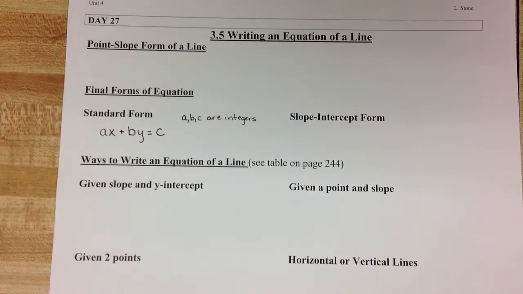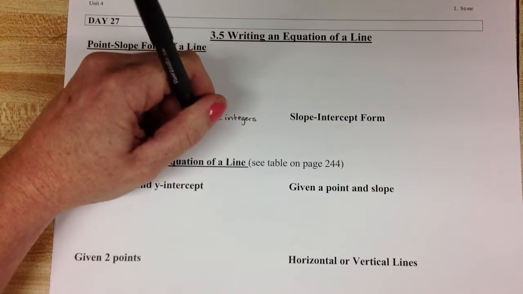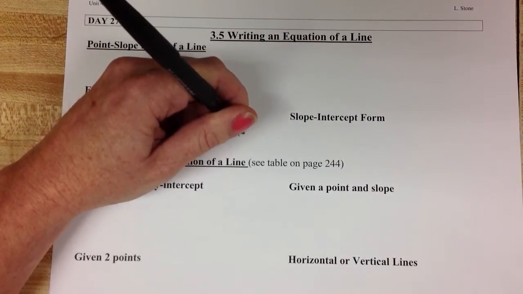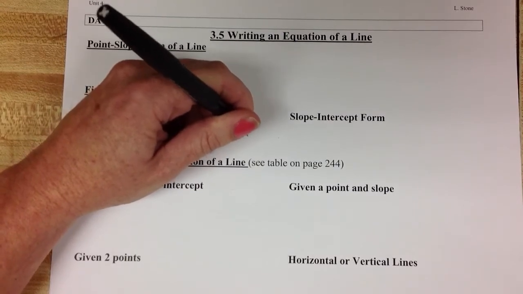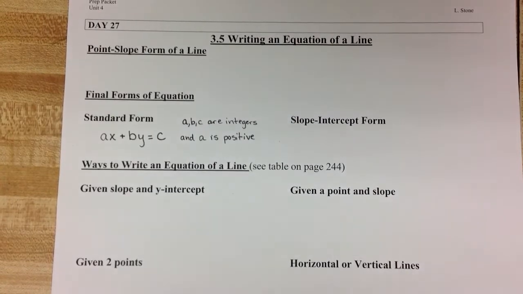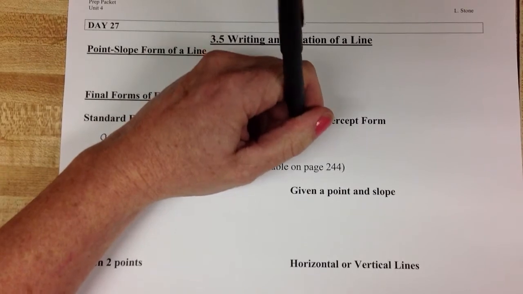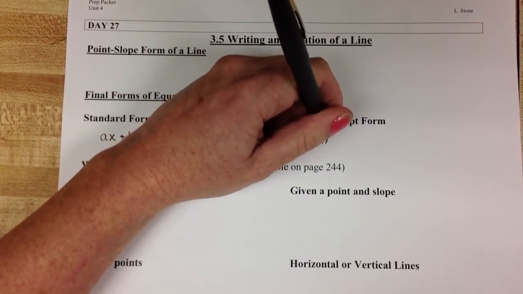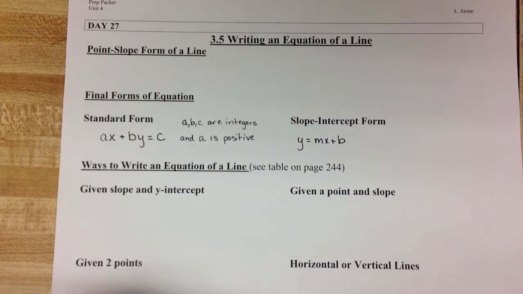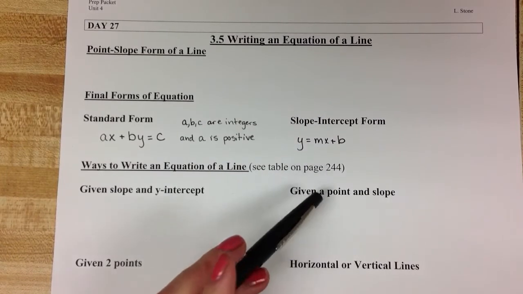So they're not fractions, they're not decimals. And more specifically, a is always positive. The other one that we've looked at a lot is slope-intercept form. The y equals mx plus b equation.